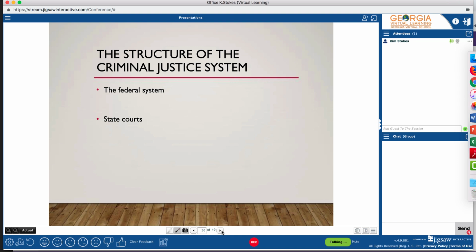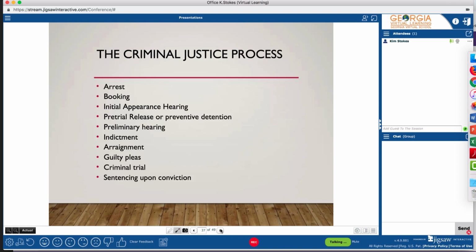The structure of the criminal justice system is laid out through the federal system and the state courts. Here is the criminal justice process. This is how it works. You get arrested, you're booked, initial appearance hearing, pre-trial release, preliminary hearing, an indictment, which is a formal charging. You get arraigned, an arraignment, guilty pleas, criminal trial, and then sentencing upon conviction.